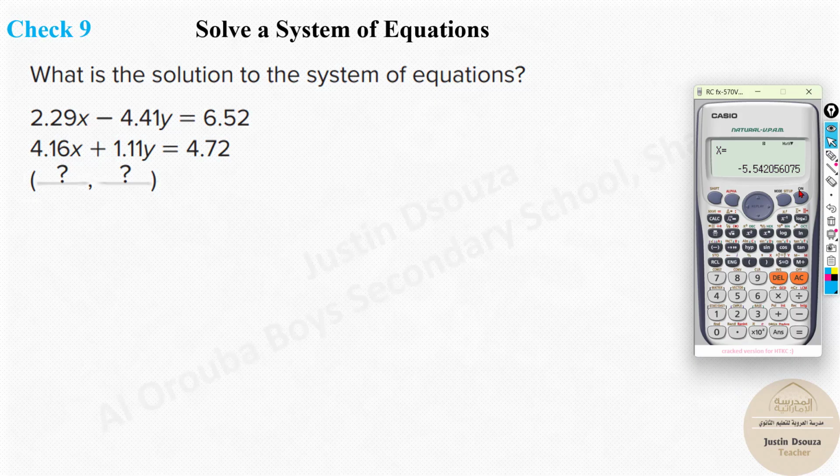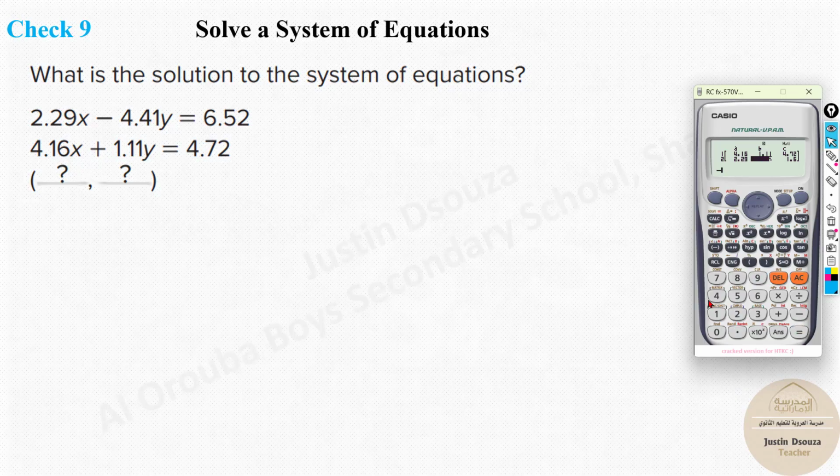Now this one, I'll just tell you, you can even choose this second equation as equation 1. It'll be the same answer. Let me do over here. 4.16 equals 1.11 equals 4.72. And now the next equation, the top equation, I'll write it below over here.